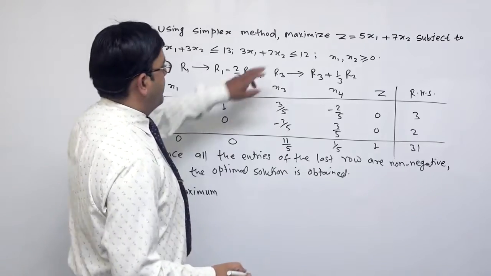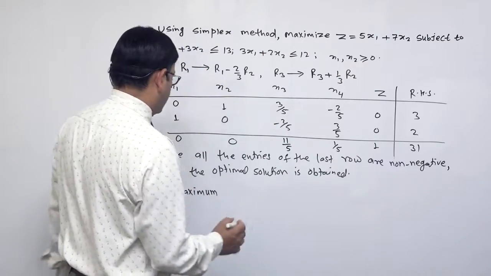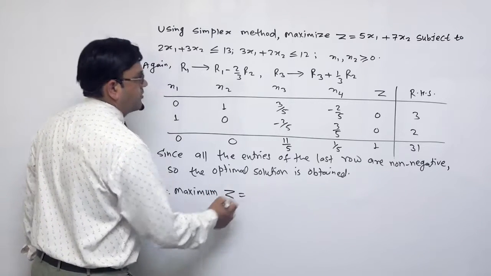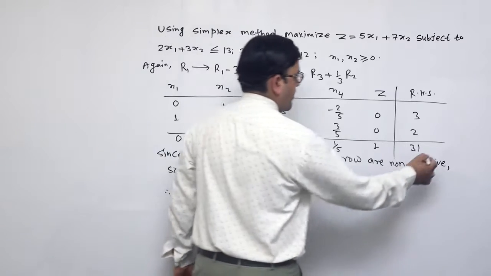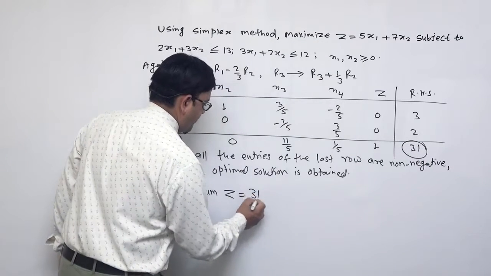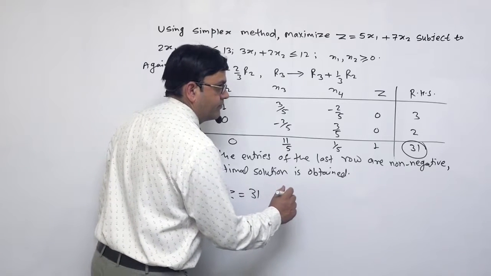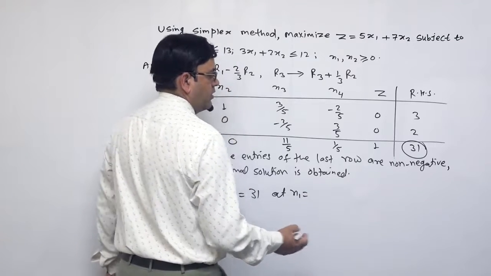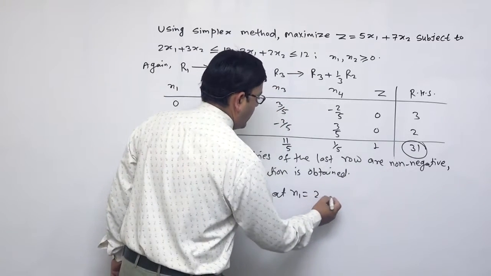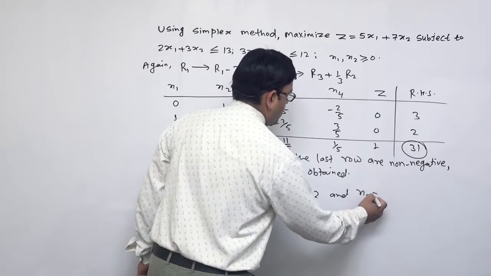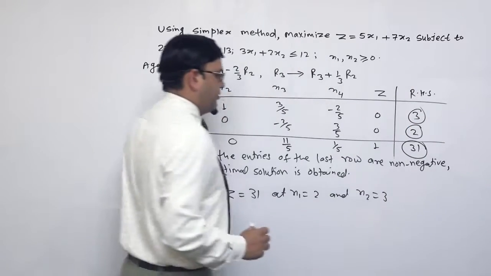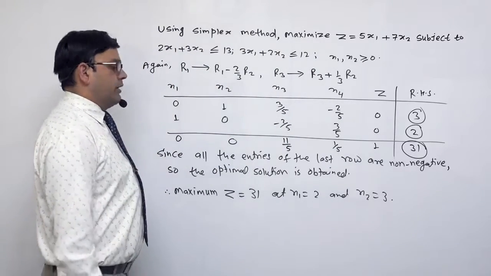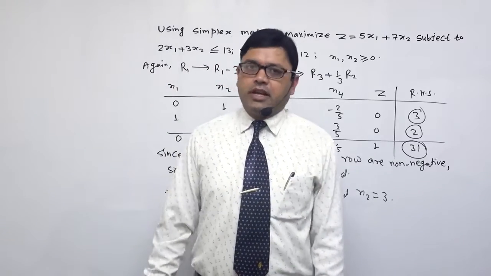Maximum z. Here we maximize z is equal to 5x1. The maximum of z is 31, at x1 is equal to 2 and x2 is equal to 3. In this way we have solved this. I think you are clear. This is a very long question. Yes, this is a long answer question of our class.